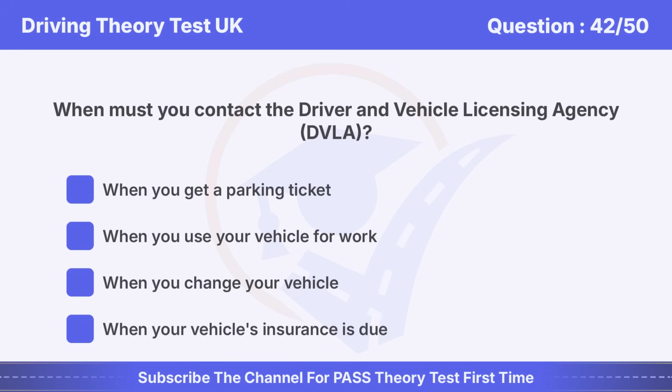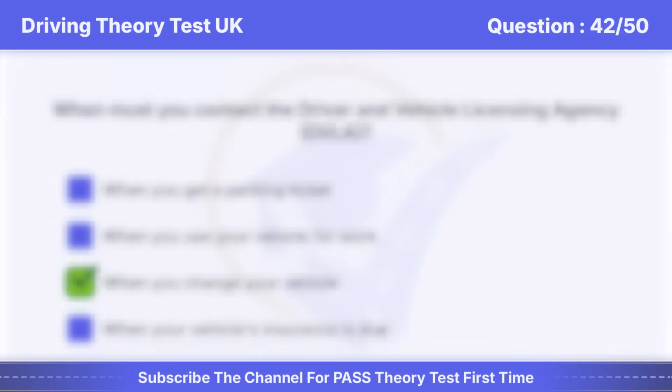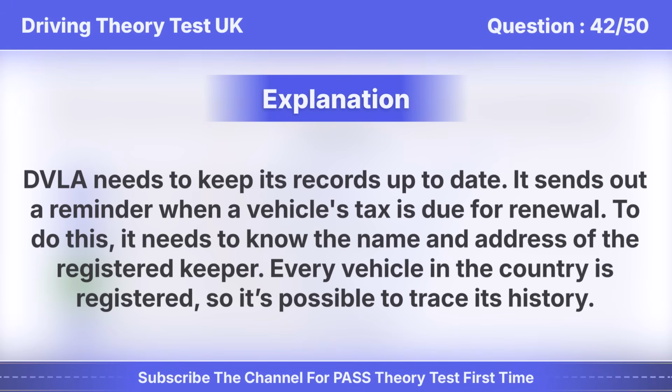Question 42. When must you contact the Driver and Vehicle Licensing Agency, DVLA? Answer is C. When you change your vehicle. DVLA needs to keep its records up to date. It sends out a reminder when a vehicle's tax is due for renewal. To do this, it needs to know the name and address of the registered keeper. Every vehicle in the country is registered, so it's possible to trace its history.